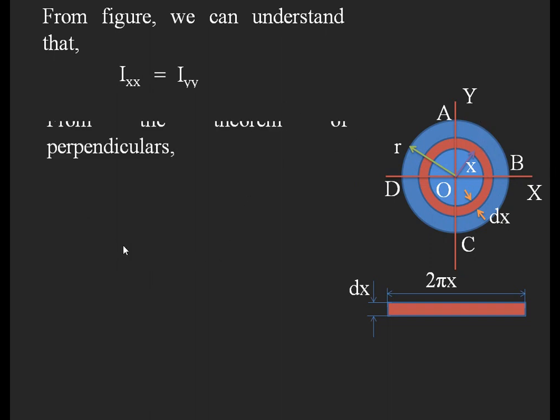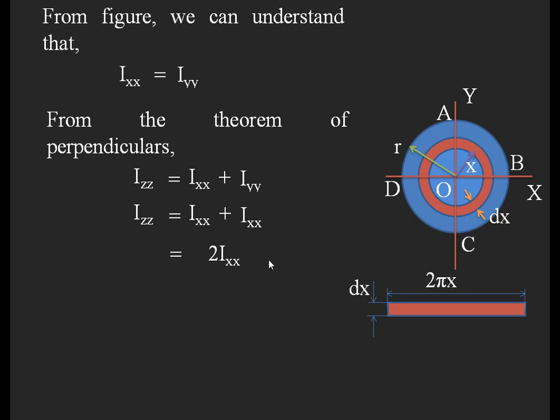Okay, and again from the theorem of perpendicular axes we can write the equation: Izz, the moment of inertia about the z axis, should be equal to the sum of the moment of inertia about the x axis and y axis. Again from this analysis Ixx is equal to Iyy, so Izz can be written as Ixx plus Iyy, which will be equal to 2 Ixx, or 2 Iyy, when you substitute Ixx is equal to Iyy. Okay, so now write it as Ixx is equal to Izz by 2.